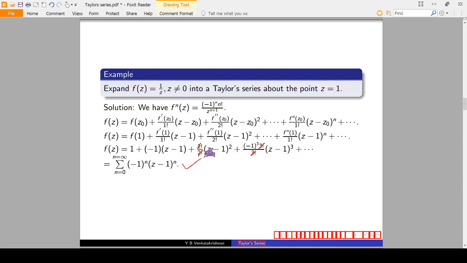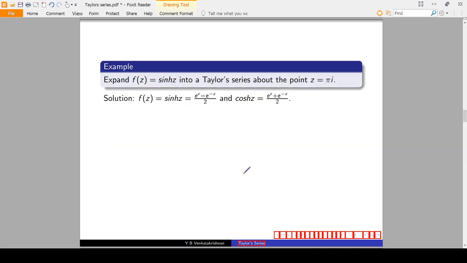This will be the Taylor series expansion of the function f of z is equal to 1 by z about the point z is equal to 1. If I want, I can also expand across the point z is equal to 2. So accordingly, I have to just suitably adjust the formula and find the expansion of f of z about the point z is equal to 2. So this is the first example of expanding a given function using the Taylor series.